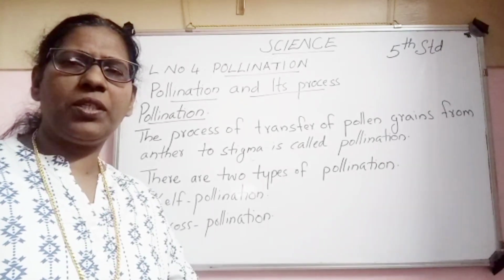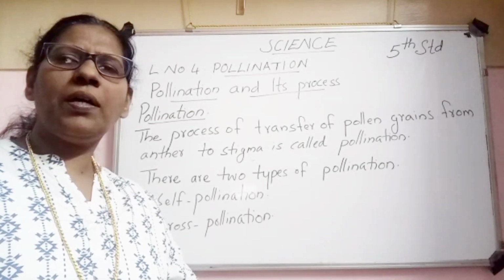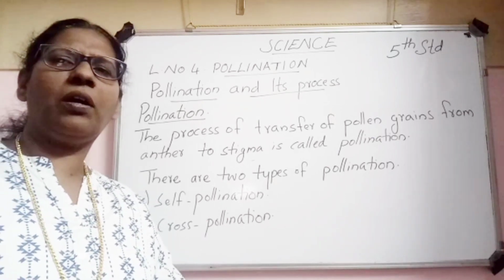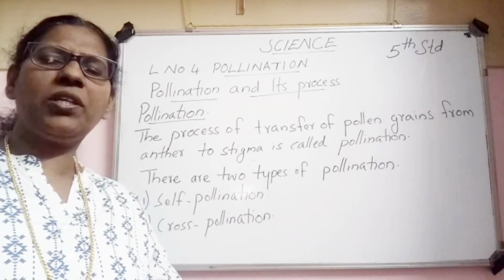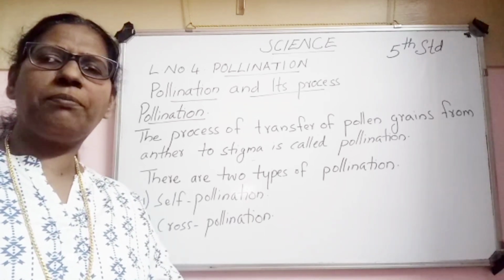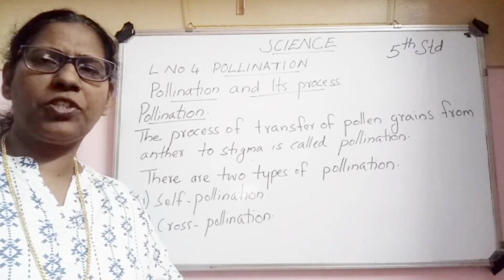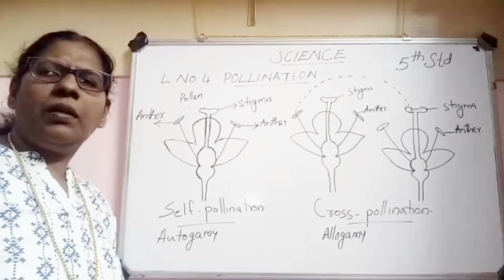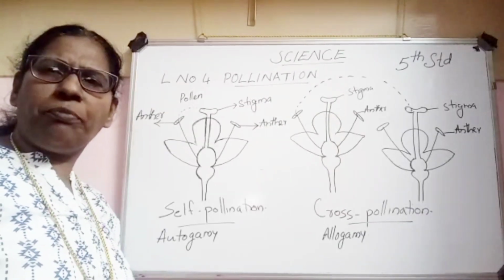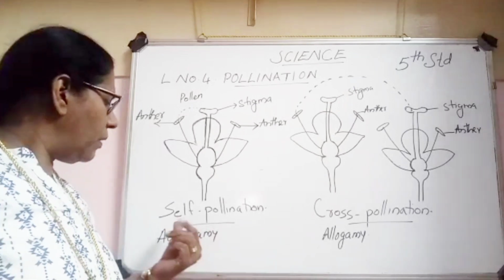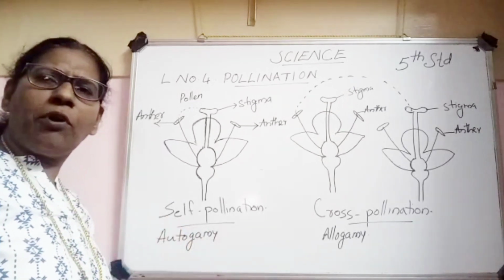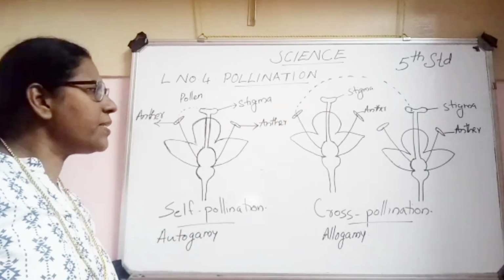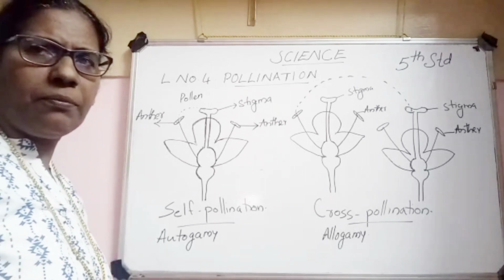What is pollination? The process of transfer of pollen grains from anther to stigma is called pollination. There are 2 types of pollination. Number 1, self-pollination. Number 2, cross-pollination. We'll see each one in detail. The first one is self-pollination and the second one is cross-pollination. First we'll see what self-pollination is.